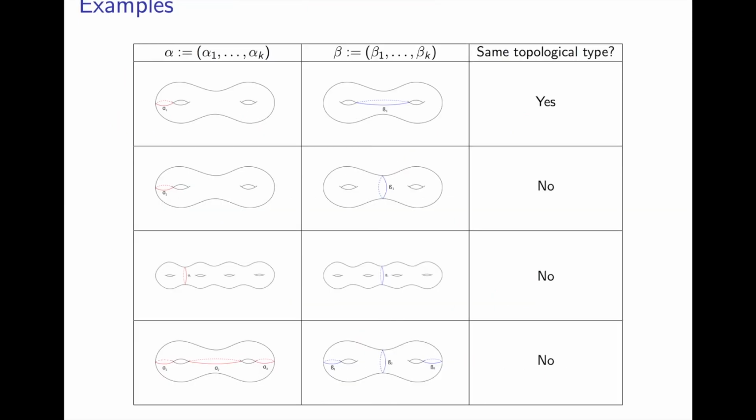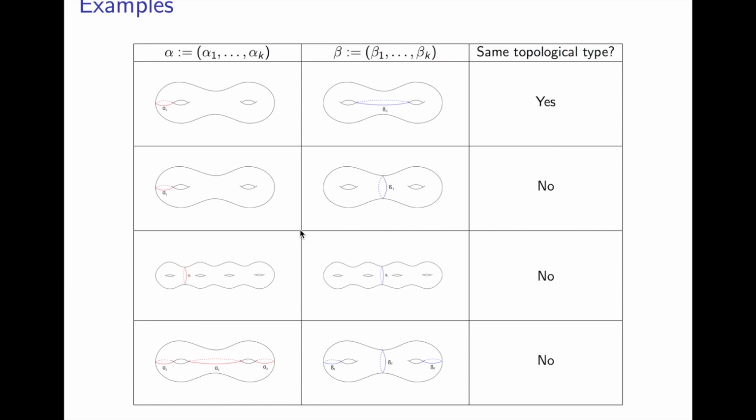So let's see some pictures. Here are some examples of different situations that can happen. In this first case, these two multicurves have the same topological type because they both do not separate a genus 2 surface. In contrast, in the second case, we have two multicurves that have different topological type because this one separates a genus 2 surface and this one doesn't separate.